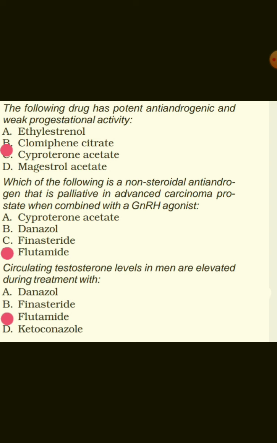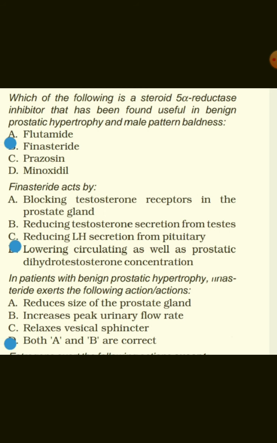Which of the following is a non-steroidal anti-androgen that is palliative in advanced carcinoma prostate when combined with GnRH agonist? Flutamide. Circulating testosterone levels in men are elevated during treatment with flutamide. Which of the following is a steroid 5-alpha reductase inhibitor that has been found useful in benign hypertrophy and male pattern baldness? That is finasteride.